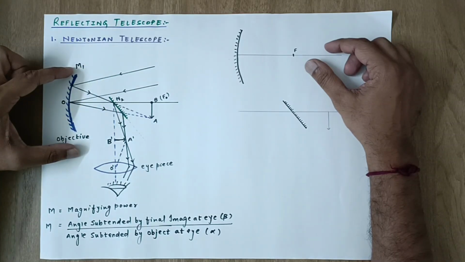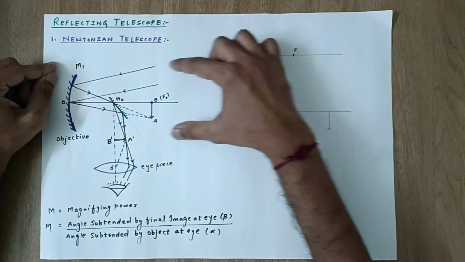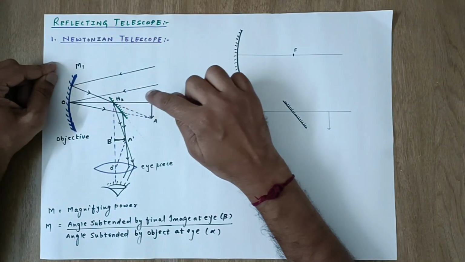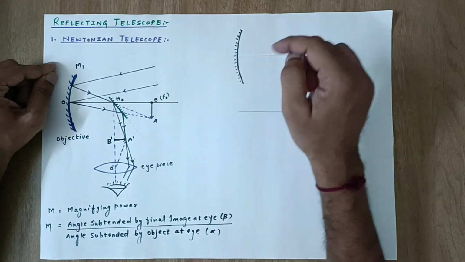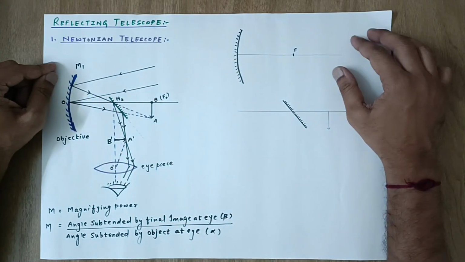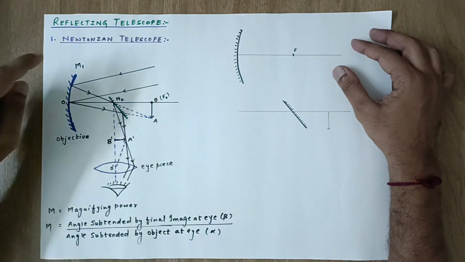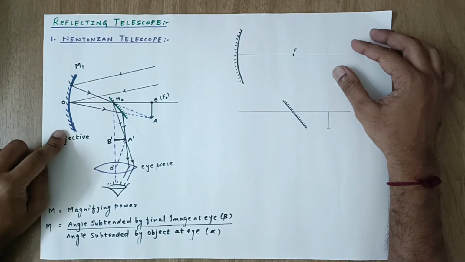That's why we use these concave mirrors. Another reason is chromatic aberration. When white light enters a lens, you have the focus at 7 different locations, so you get a distorted image, and that is much less likely in the case of mirrors.